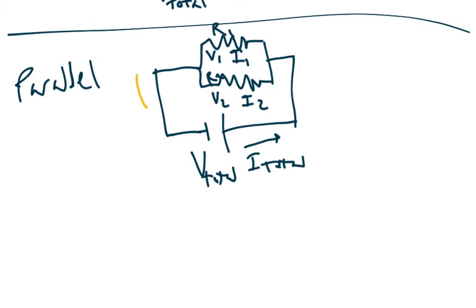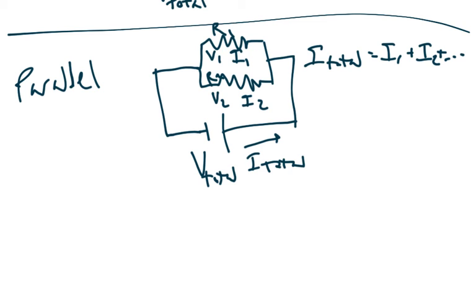So if I have like 10 amps going in, I can split it into like 3 amps and 7 amps or 6 amps and 4 amps, as long as it adds up. So if you add up the currents in this parallel circuit and they add up to too much, it's wrong. So that's going to be our law here, is I total equals I1 plus I2. So it's adding.